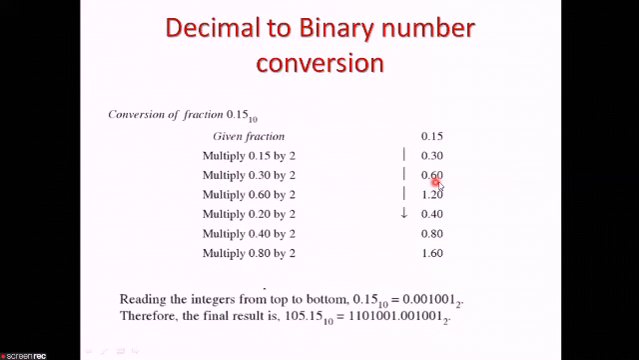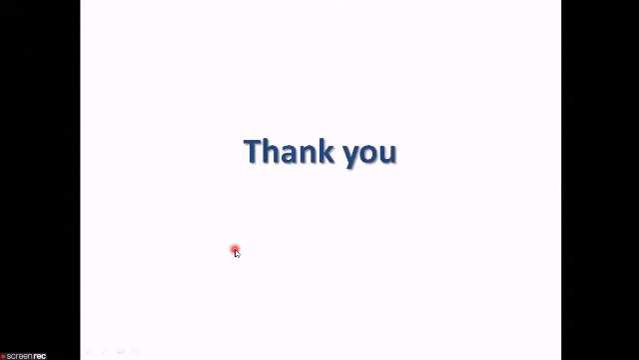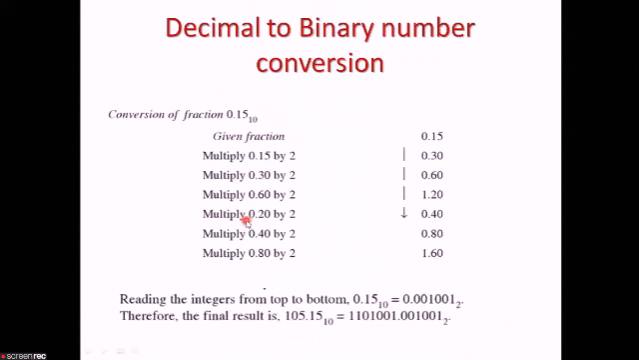Again we take 0.60. 0.60 by 2, we get 1.20. 0.20 by 2, we get 0.40. Next is 0.40 by 2. It is 0.80. Next, 0.80 multiplied by 2 is 1.60. Now we stop here. Why? Because this 0.60 is occurring again here. If we multiply 0.60 by 2, these results will come again, it will be repeated.